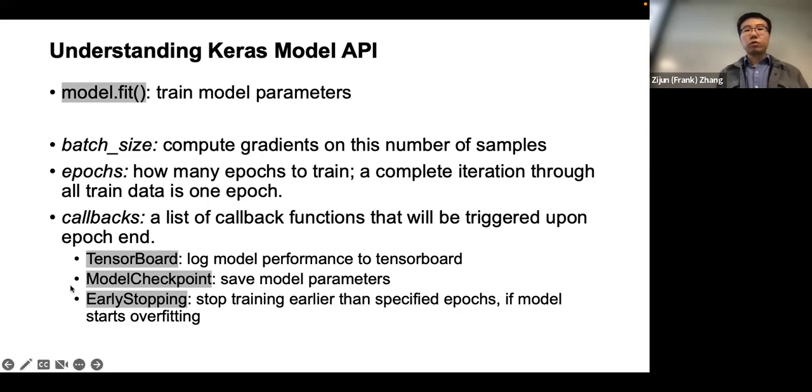And there are two additional, very commonly used callback functions. One is model checkpoint, which, upon completion of a training cycle, will save the current model parameters to your local disk so you can load them at a later time point. And early stopping comes back to our point about why we want to have this validation data set. Upon completion of a training epoch, we can examine the model's performance on this held-out validation data set. If it doesn't improve until our preset patience runs out, we'll stop training, which is earlier than the specified epochs. That is why it's called early stopping.